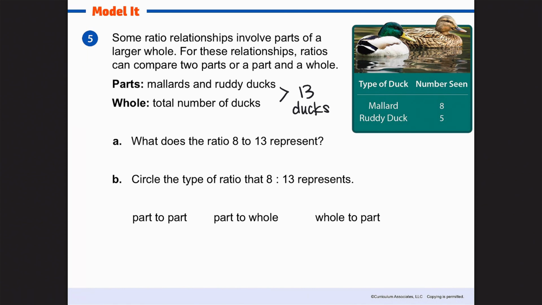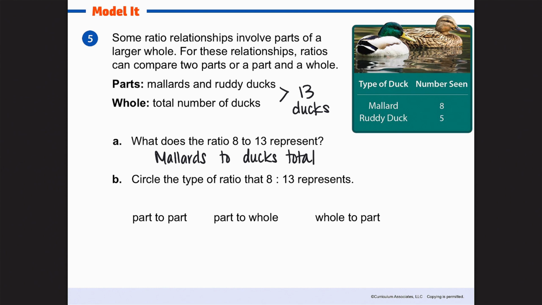So then when it asks us, what does the ratio 8 to 13 represent? Well, this 8 I can see is mallards. The 13 I can see is ducks altogether. So this is going to represent mallards to ducks total.